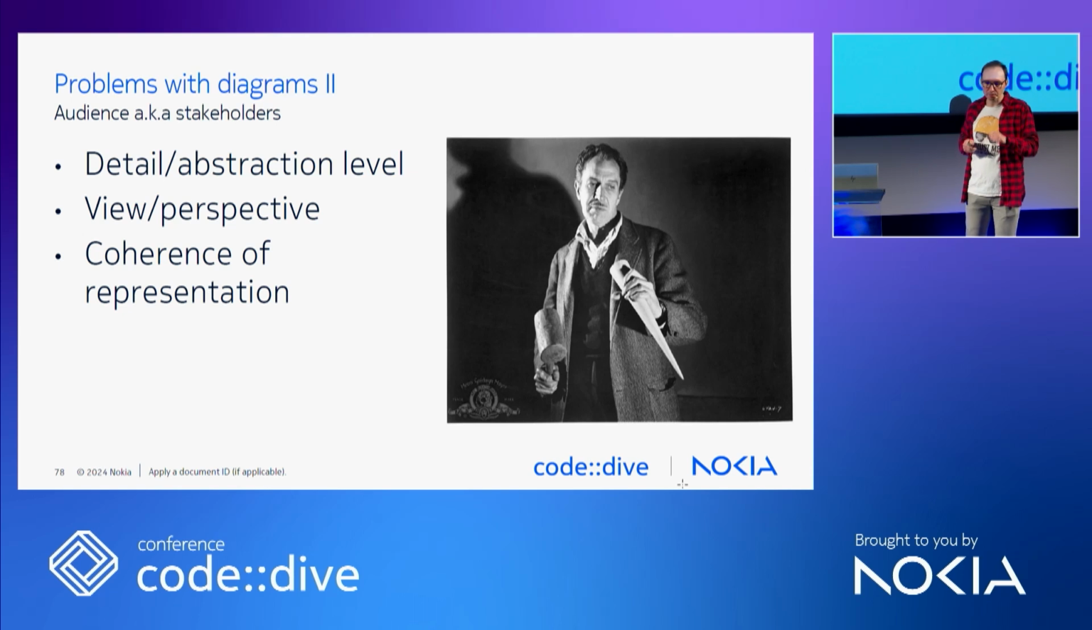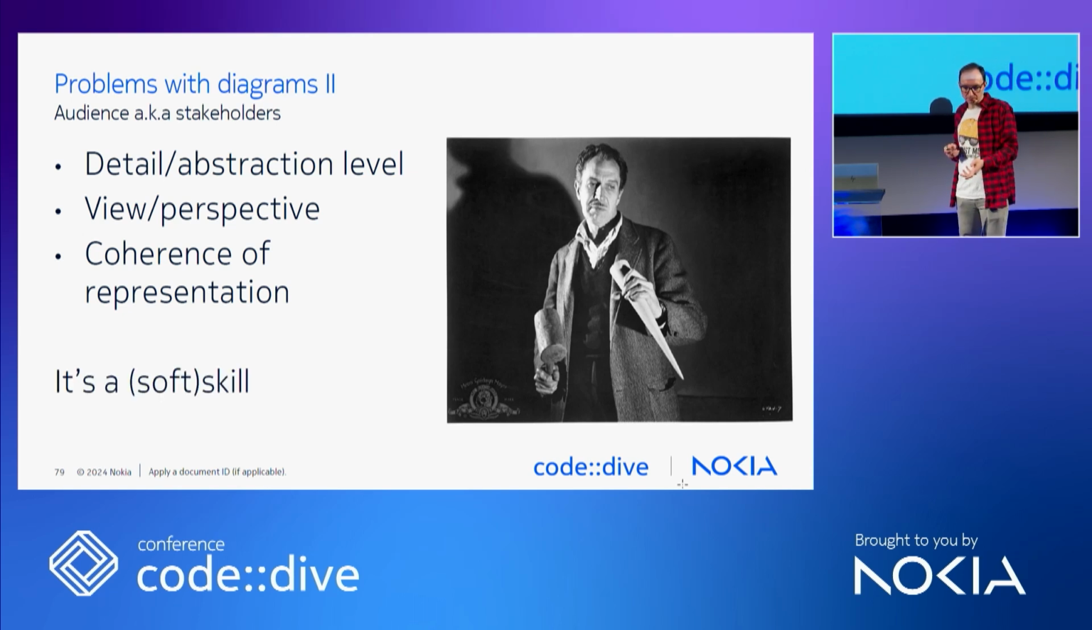You need to make sure that your message, your diagram, is understood by your audience. That makes architectural diagramming not only a hard technical skill, but also, or maybe first and foremost, a people skill, a soft skill.